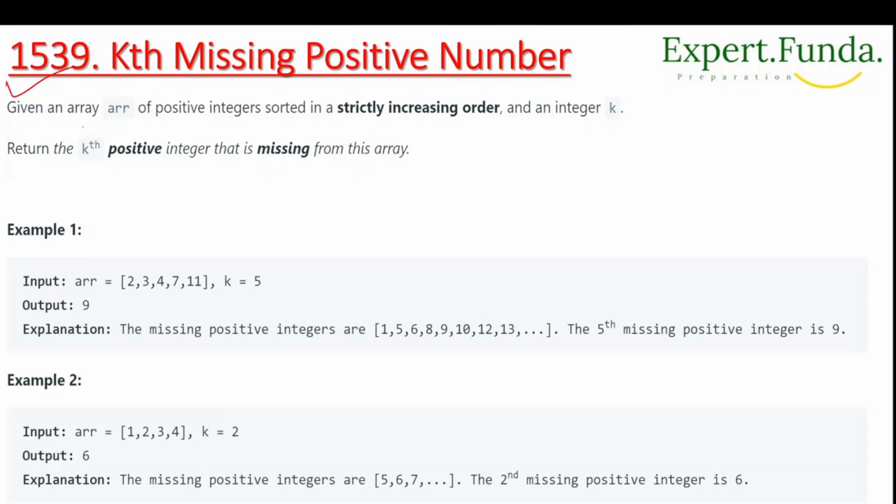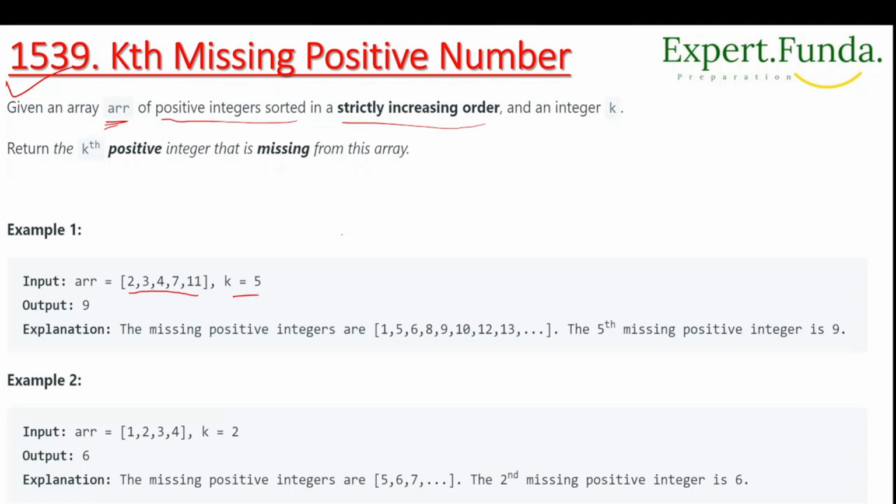The question is saying that we are given an array, named arr, of positive integers sorted in strictly increasing order, and an integer k. So the array is given with sorted values, all the numbers in sorted order. If you see the example, the array is 2 3 4 7 11, and k we have given is 5.